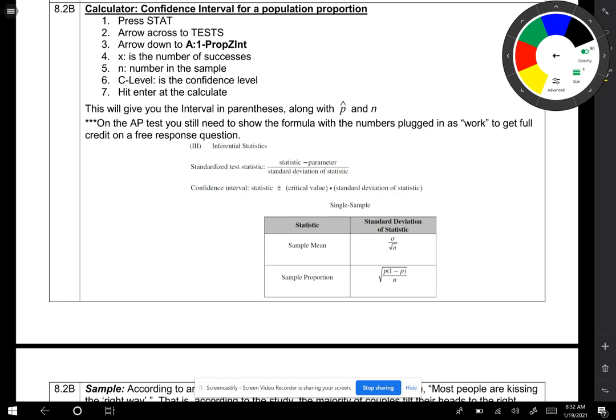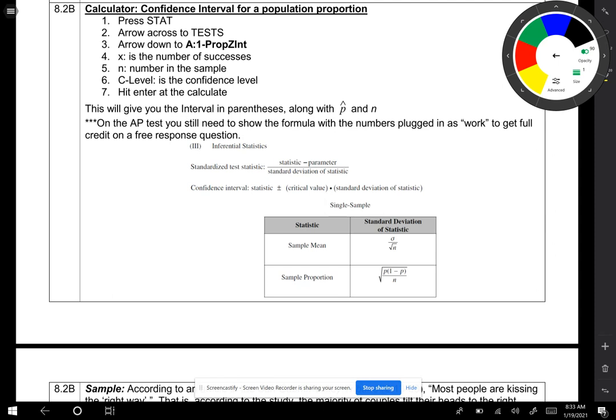I'm going to show you the steps on a calculator, what to do for finding the confidence interval for a population proportion. And then in another video, I will actually do a sample problem and lead you through the steps. But here are the steps.